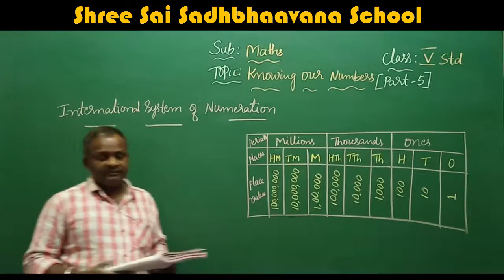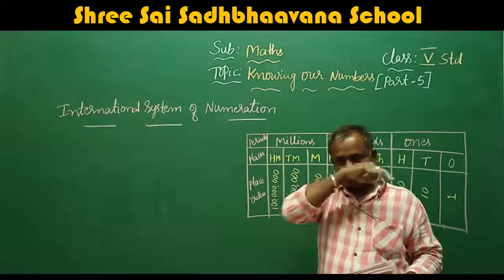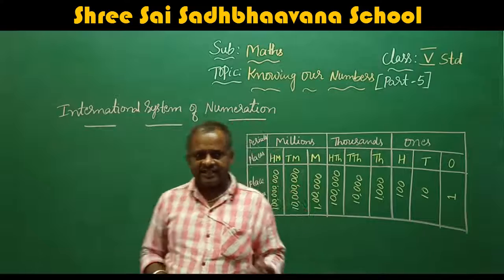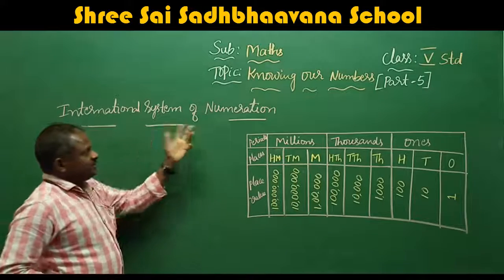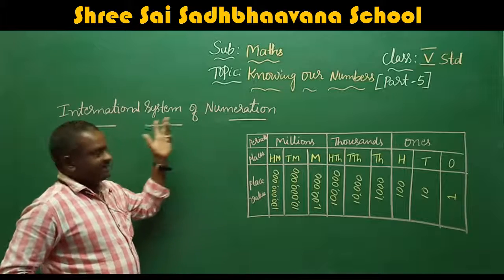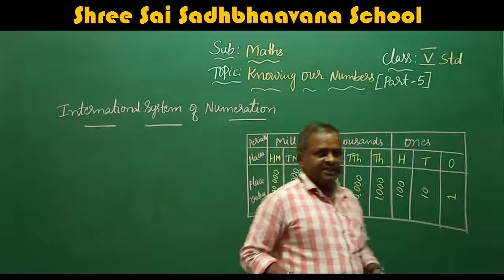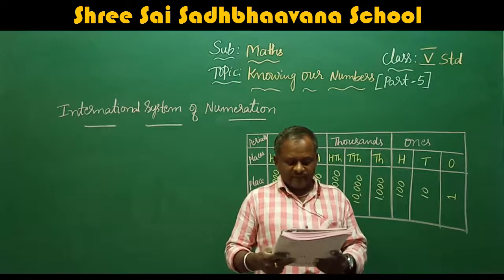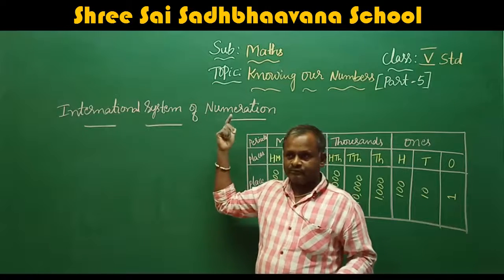I hope you understand very well exercise 1.2, that is the Indian system, how we will write the crores, 10 crores, lakhs together, predecessor, successor, everything. Now we will move to the international system of numeration. That means how the numbers are read at the international level throughout the world. Throughout the world, they follow one system that is called the international system of numeration.